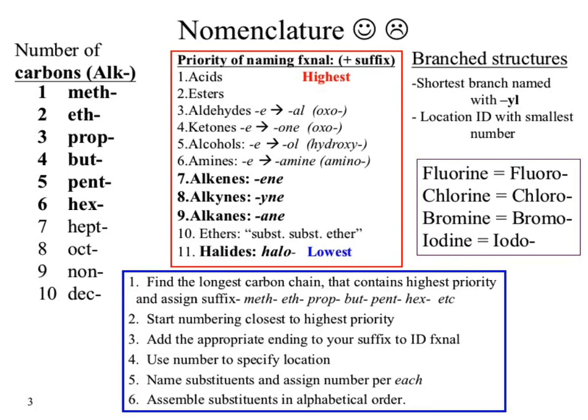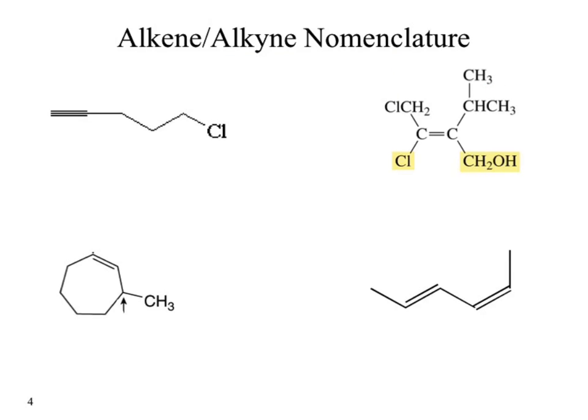Okay, nomenclature, go back and review it if you haven't done so already. You need to know what's going on with how to name your alkenes, how to apply them, where to find all those pieces, which then takes us to our first little practice. Go ahead and name.